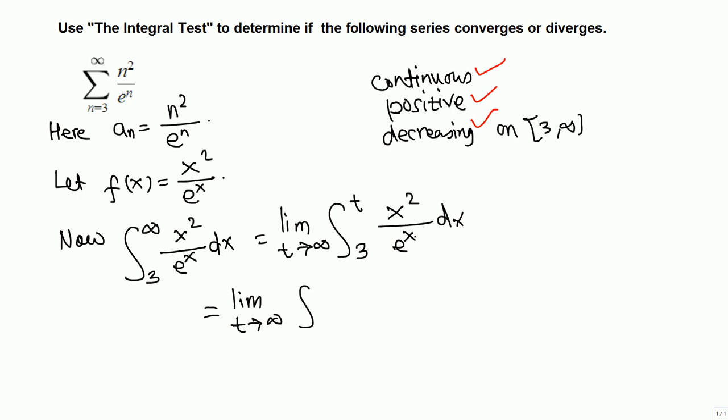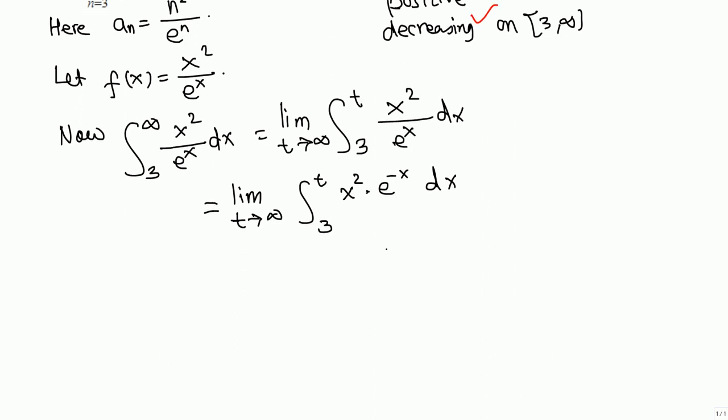Let me write it this way. Let's make this fraction a product, from 3 through t, x squared times, moving this to the top, e to the negative x dx. Now we have a product and we want to use integration by parts. Recall, the antiderivative of u dv is uv minus the integral of v du. So we're going to use this formula to evaluate this integral. Let me write this limit here.